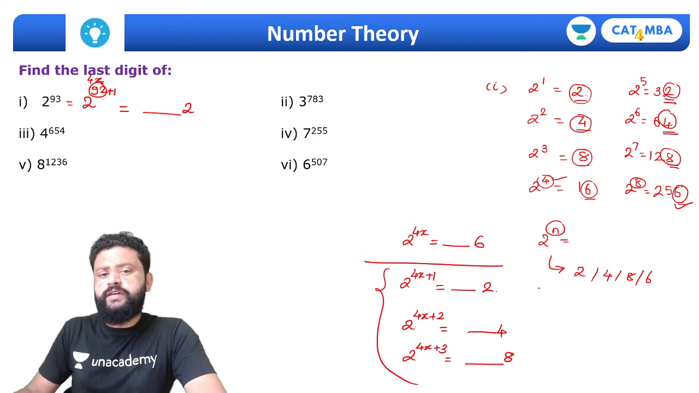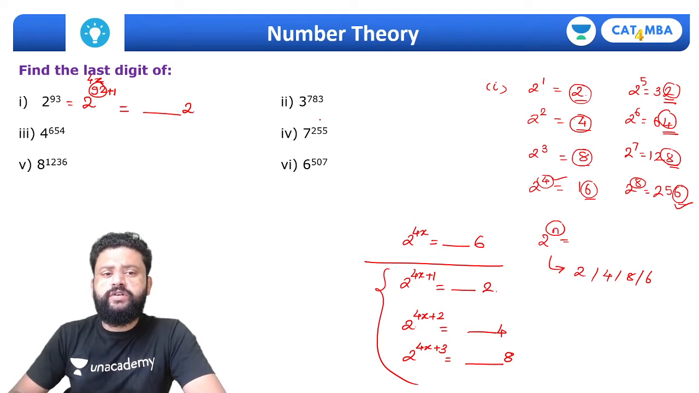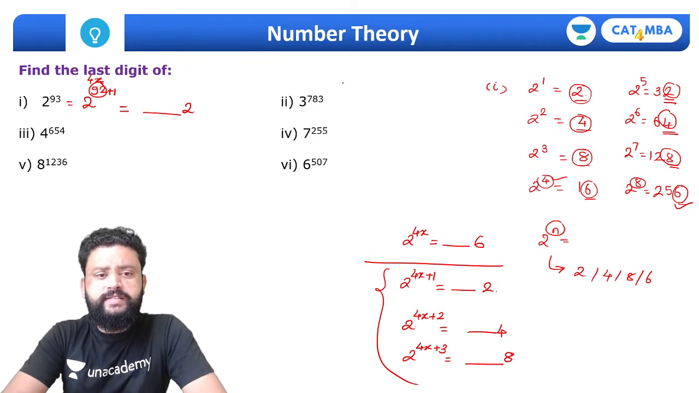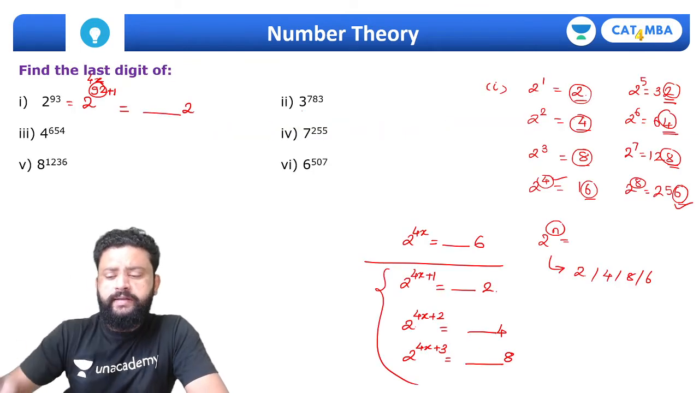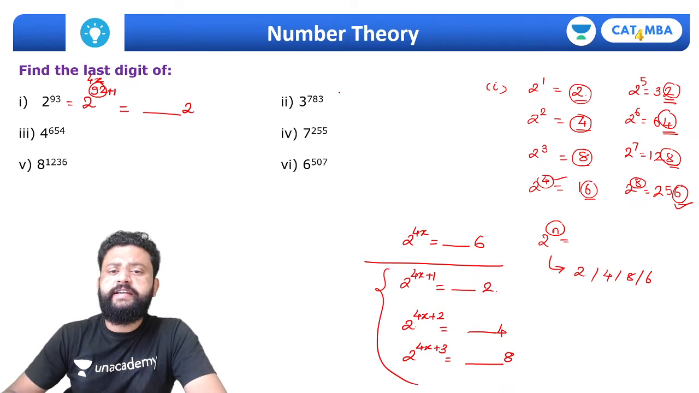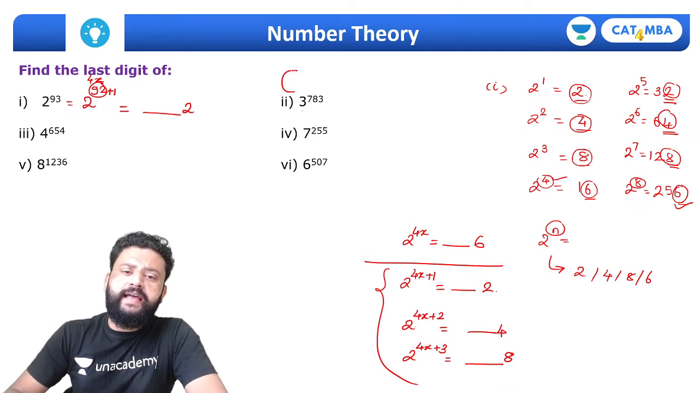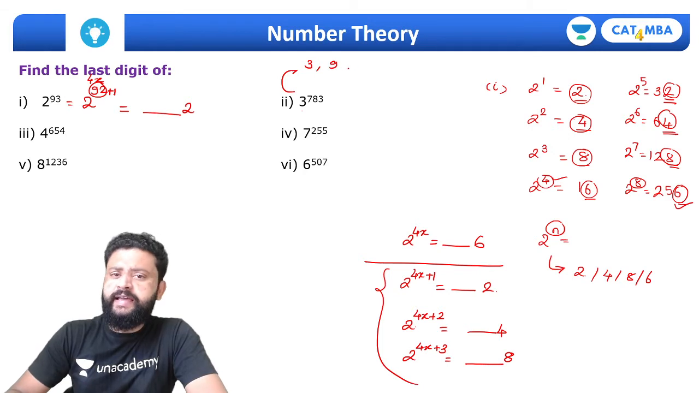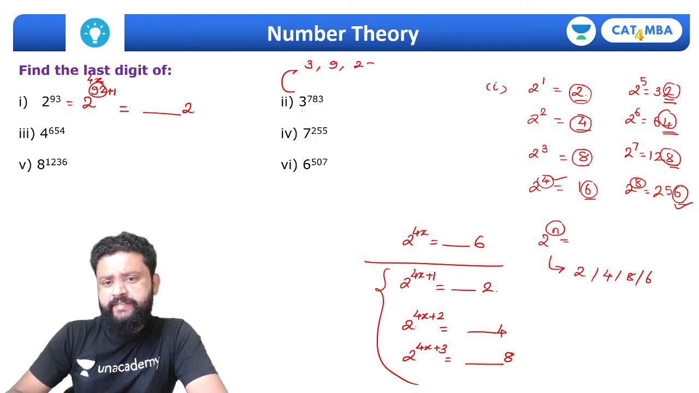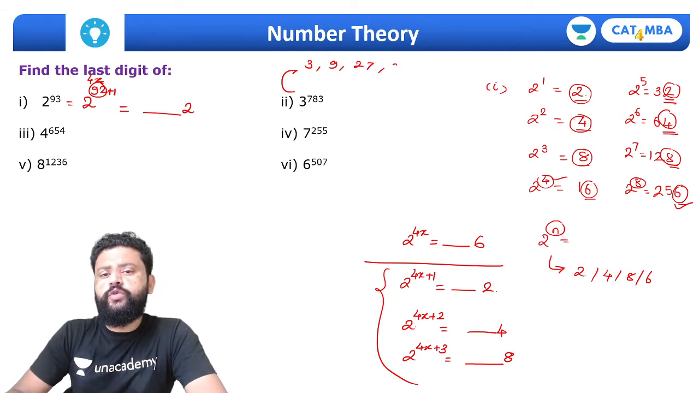The same way you can get the cyclicity for 3 to the power 78. So let's understand this in detail. Powers of 3: 3 square is 9, 3 cube is 27, and 3 to the power 4 is 81.